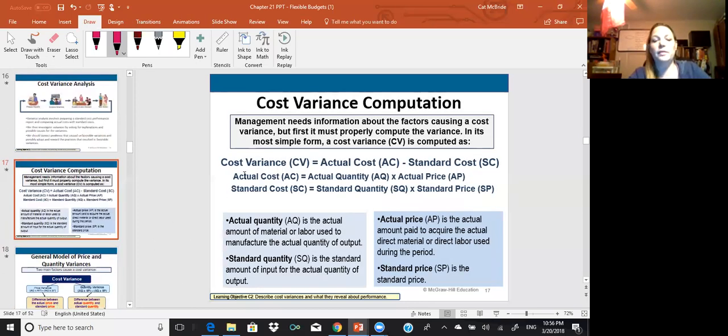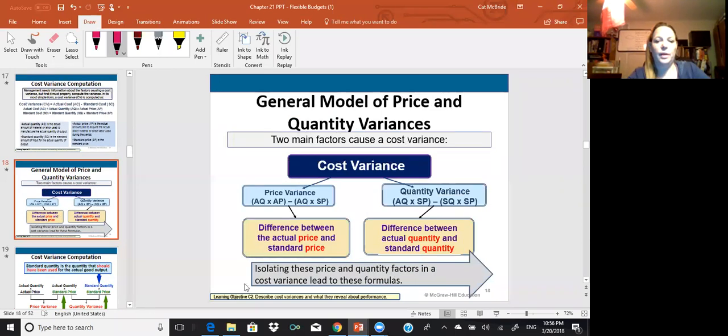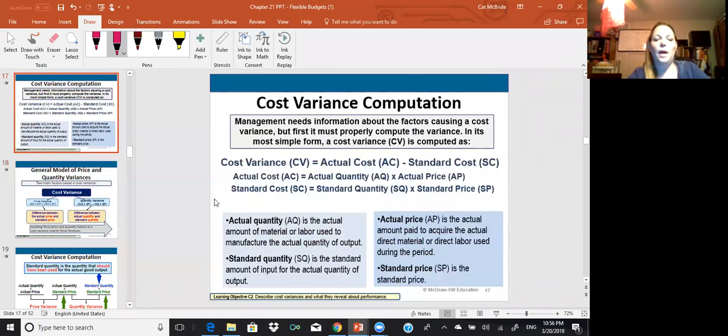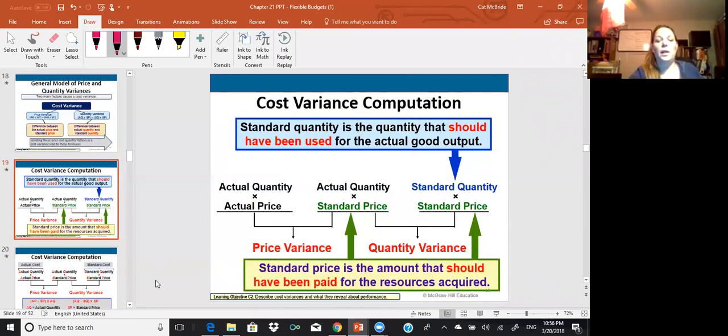And this is what we're going to save for next week. But I actually have a way of showing it to you that breaks it down. This is what we're going to spend a lot of time with. This model, once you know how to put the numbers into this model, it answers itself.